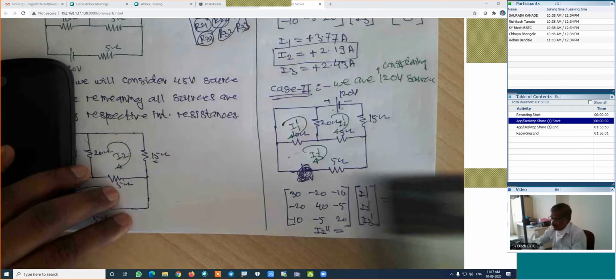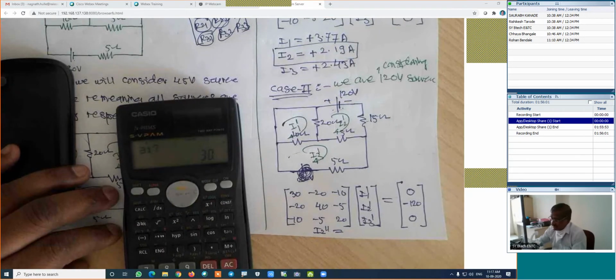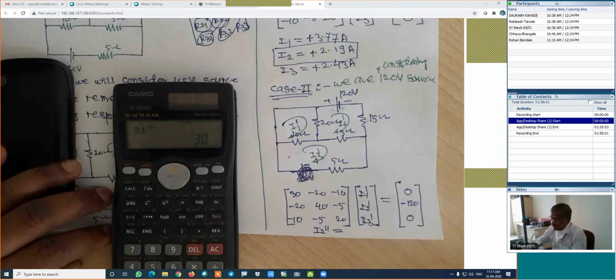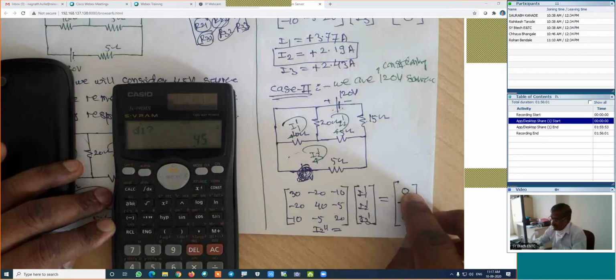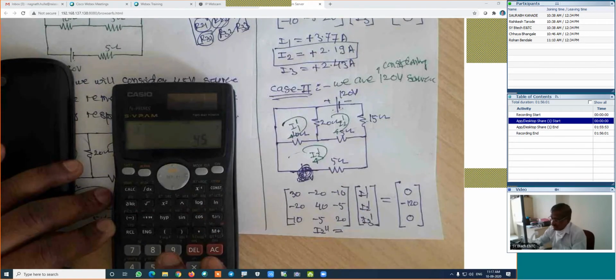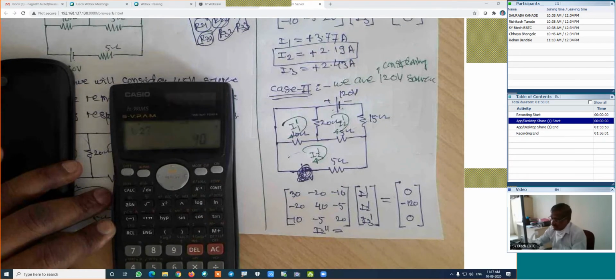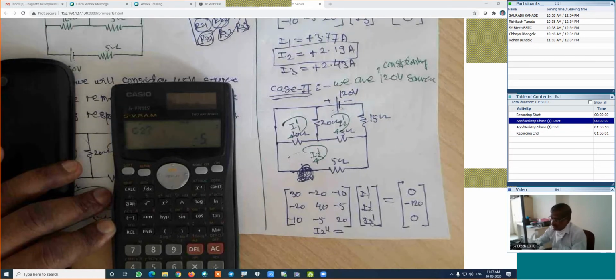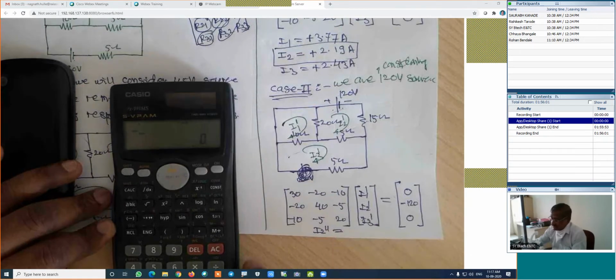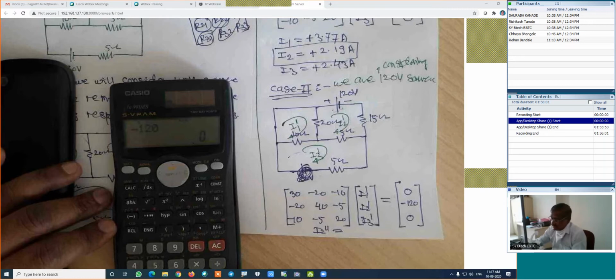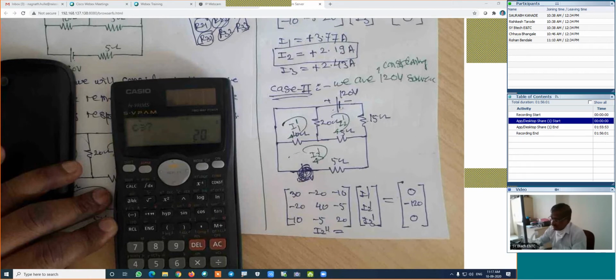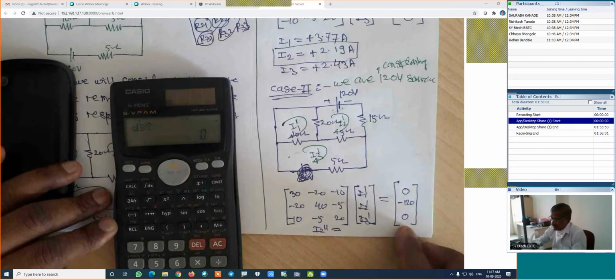If I am using the calculator again, the values we have already entered into the calculator. A1 is the same, B1 is the same, C1 is the same. D1 is 0; in place of 45, I will make that 0. Then A2 is minus 20, B2 is 40, C2 is minus 5. I will change the D2 value. It is minus 120. Then A3 minus 10, then B3 minus 5, then C3 20, then D3 is again 0.